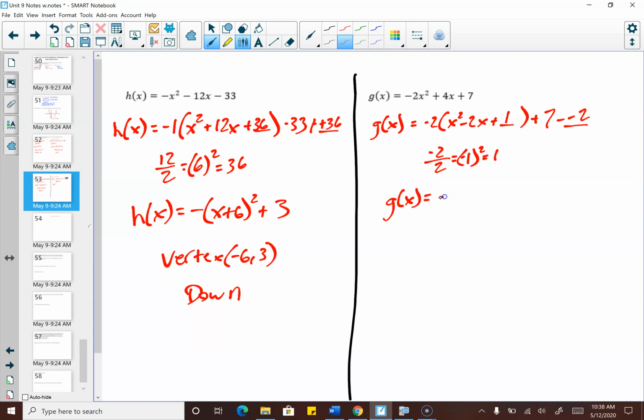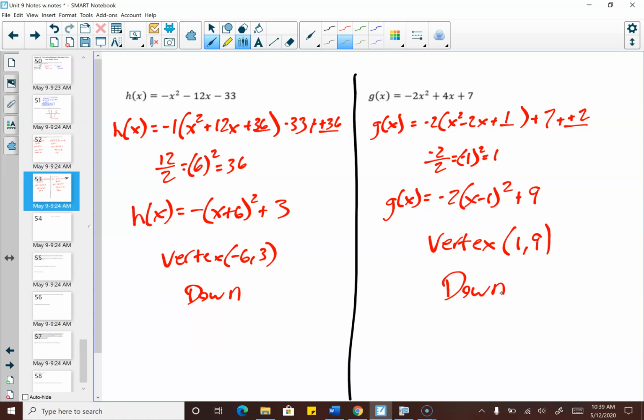G of x equals negative 2, this becomes x minus 1 squared. And then 7 minus negative 2, so plus plus. So 7 plus 2 gives us a 9. So what's our vertex? Our vertex is the opposite of what's inside. So positive 1, same as on the outside, positive 9. And then because there is a negative number out in front of the parentheses, we are going to be concave down.